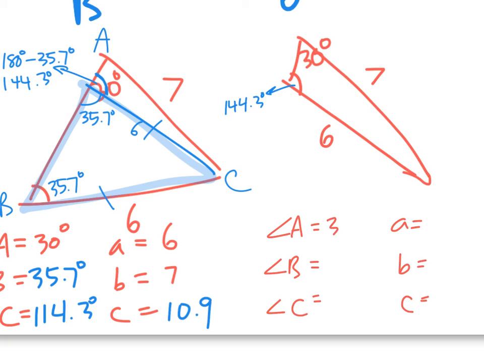So that's given angle A is 30, side a is 6, side b is 7. So the parts that we found in the new triangle is that angle B is 144.3. Angle C is very easy to get, just triangle sum. So that is 5.7. And side c is about 1.2.